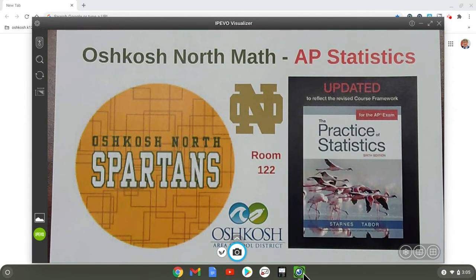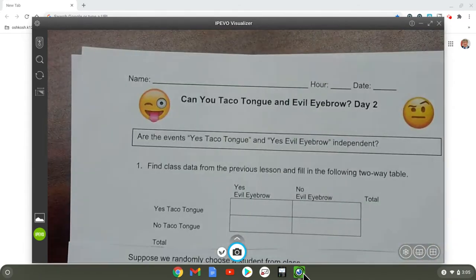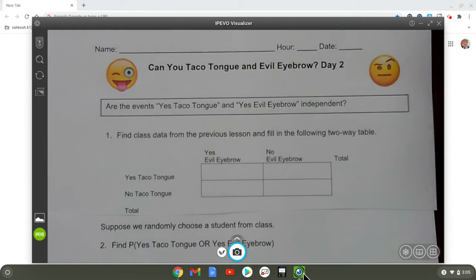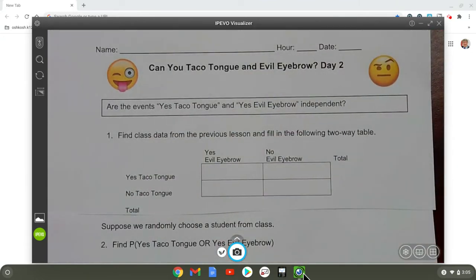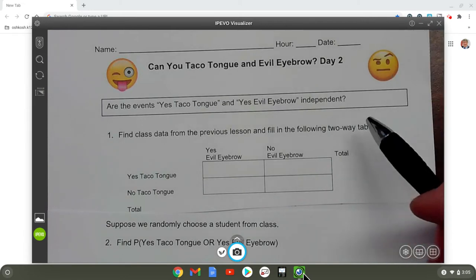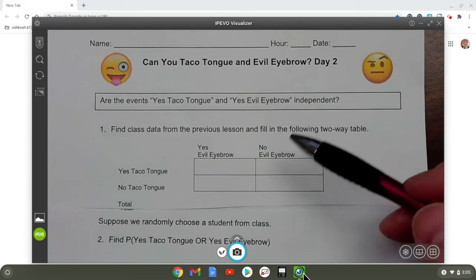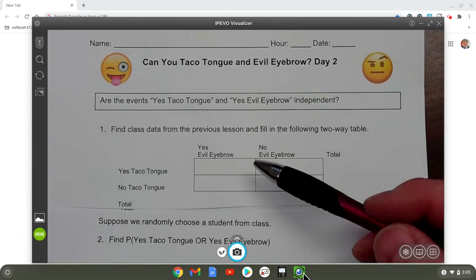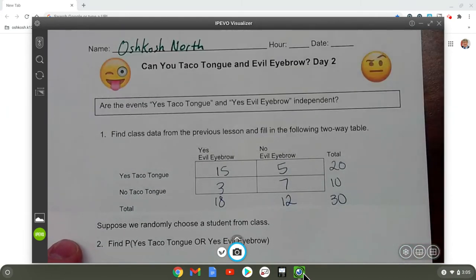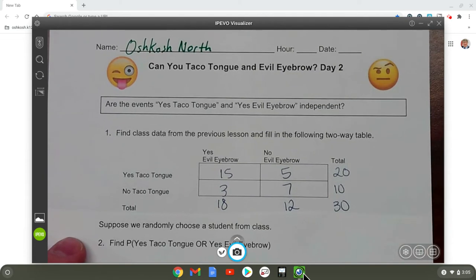Hey, guess what? We're going to be doing more of the taco tongue and evil eye for this one. So are the events yes taco tongue and yes evil eye independent? All right, well, they're going to have us figure out the answer to that, but first of all, we have to fill in the data. So here we go. This is our data. We had this last time.